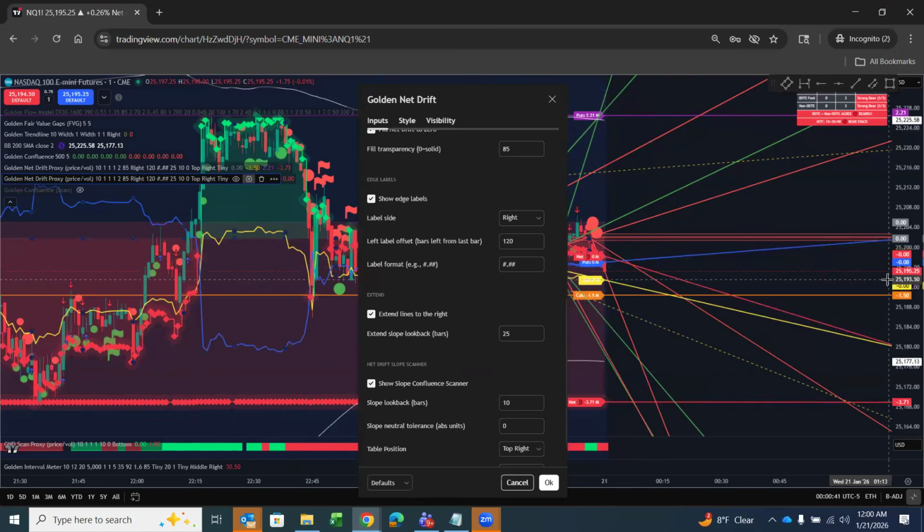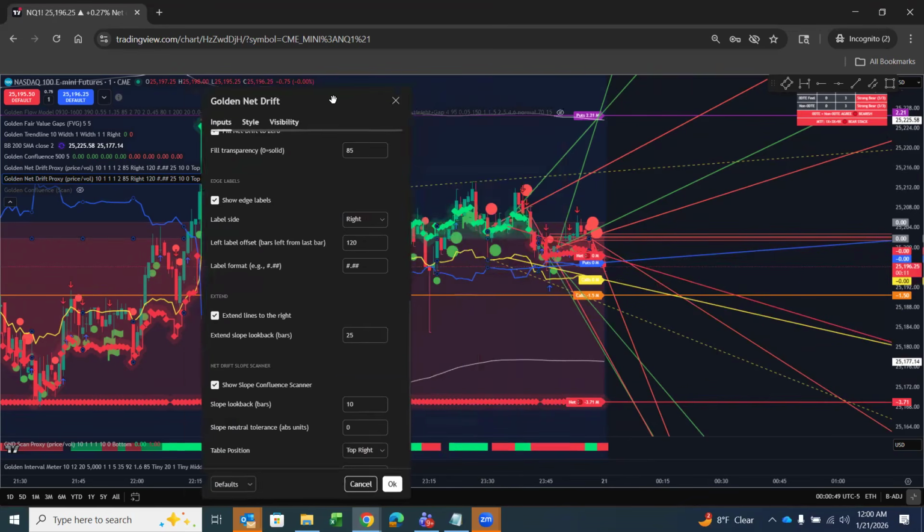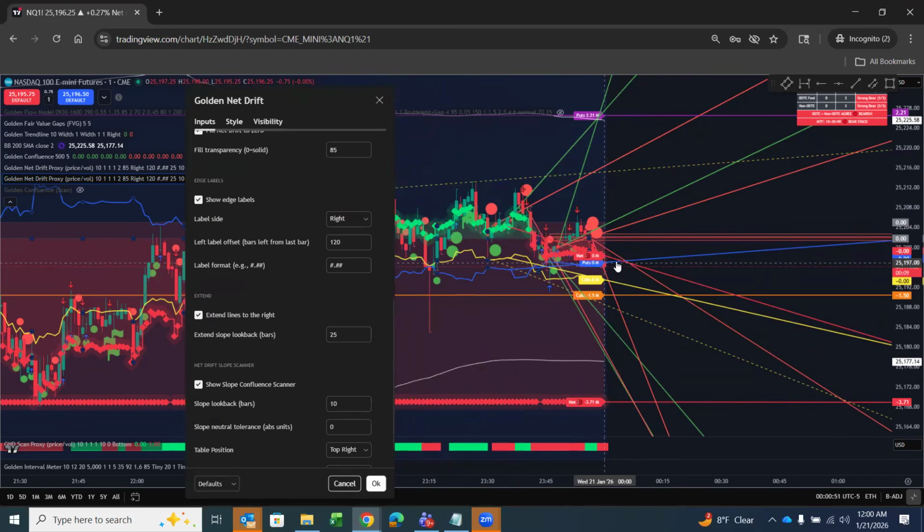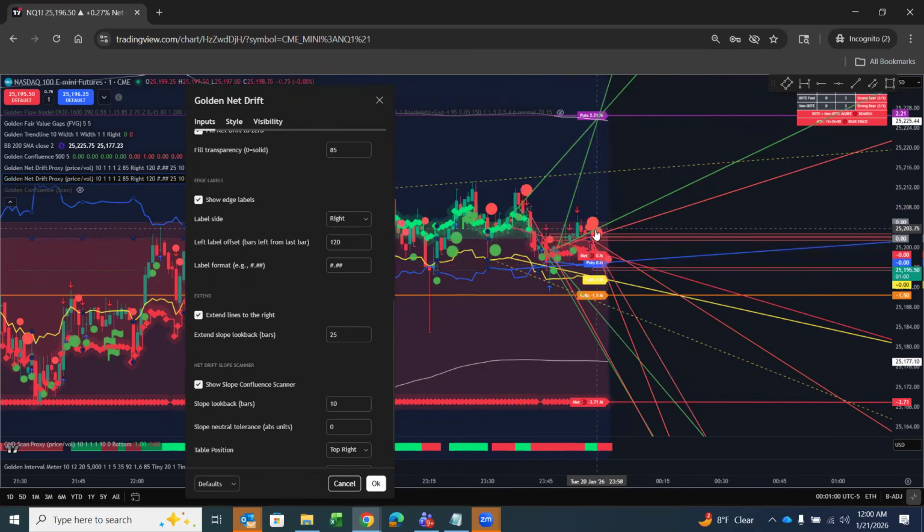You can always use that if that's your preference. But I like extending the lines to the right in a slope manner because it lets me know who's in charge. Right now, if the blue line's angling up, bears are in charge. And we have bearish fair value gaps. These are these lines right here. We have bearish resistance, and we have a bearish confluence right here.